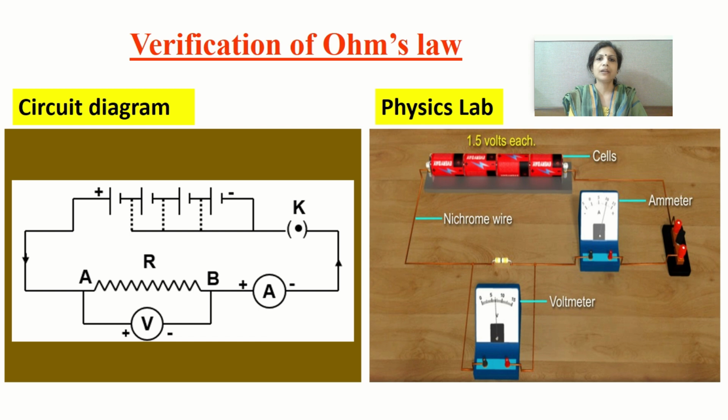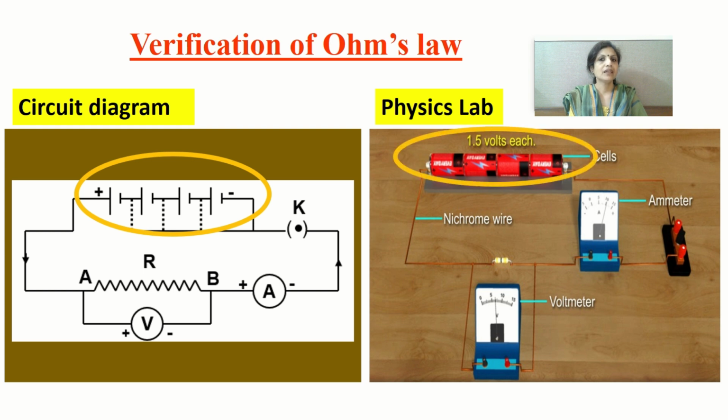Alright, so this particular part is the battery. When the cells are connected one after the other, they form a battery, and in the pictorial representation you can see this. Then this is the plug key, which we will be using in our physics laboratory. Then an ammeter, which is used to measure the electric current in the circuit, and this is the ammeter which we will be using in our lab. And a voltmeter to measure potential difference, and here is the voltmeter.